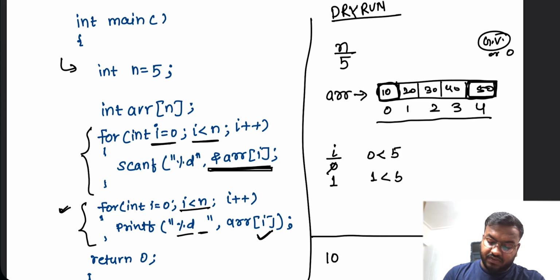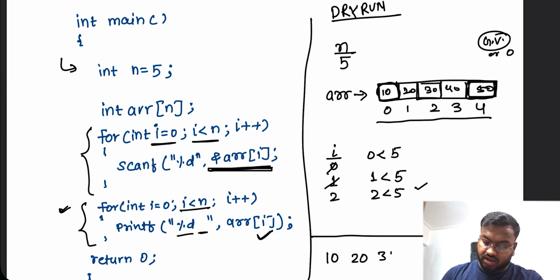Now 1 less than 5 is also true, so array of 1 will be printed, that is 20. Then this will be incremented to 2, and 2 less than 5 is again correct. So array of 2 will be printed. Array of 2 is 30, so 30 will be printed.